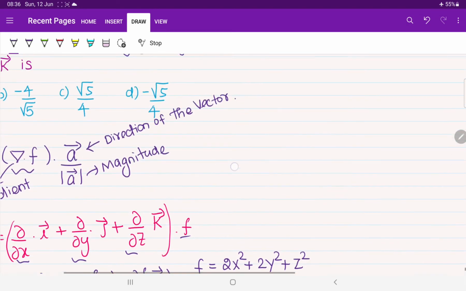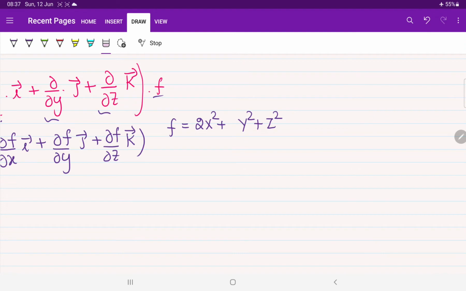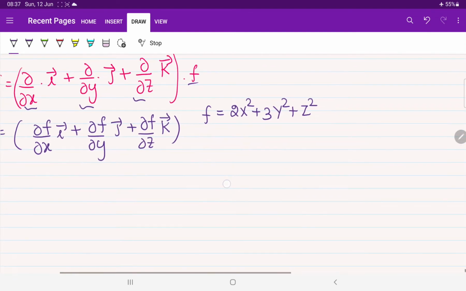Let me cross check one more time. 2x square, see there, that is 3. Sometimes these mistakes will happen. This is 3, 3 times of y square plus z square. Now what I have to do, sir?